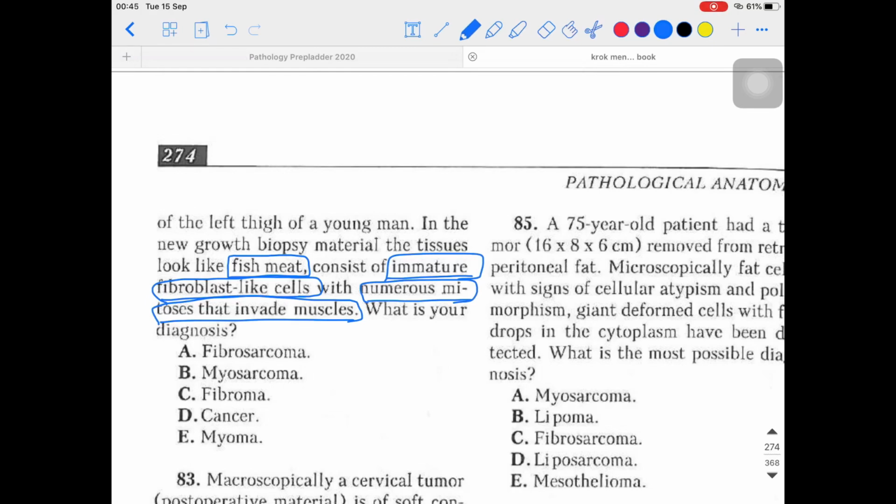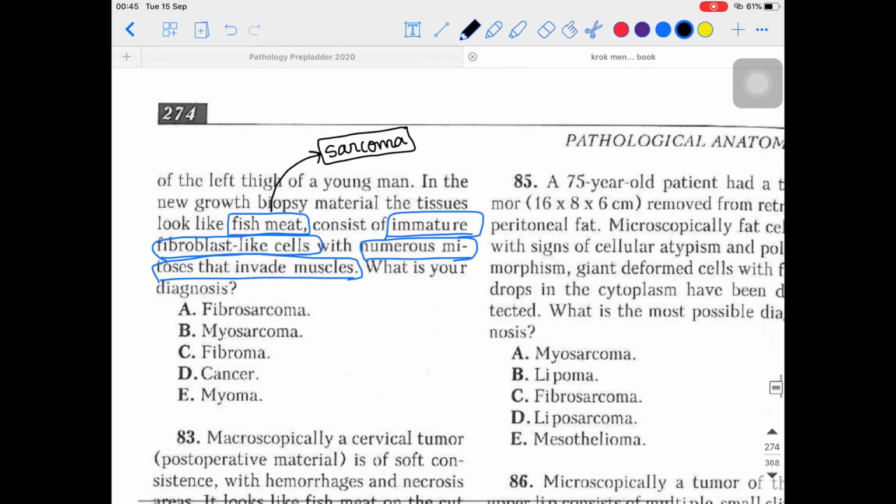First of all, let me tell you that if they are talking about the fish meat appearance, that means they are talking about the sarcoma. First thing you need to remember is this one. Now you will be asking me that two choices of sarcoma are actually given, fibrosarcoma and myosarcoma. The other three can be easily ruled out, isn't it? So I will be making things easier for you guys now.